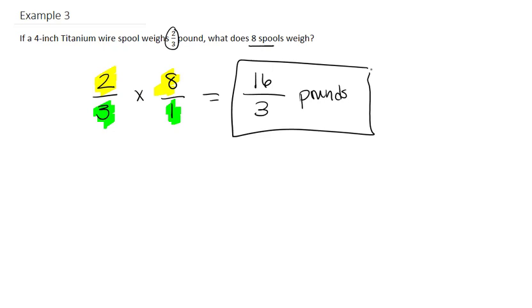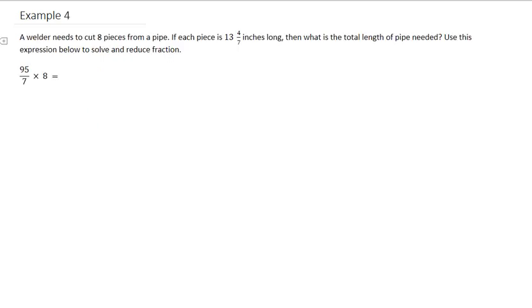Now let's do one final example. Example 4. A welder needs to cut 8 pieces from pipe. If each piece is 13 4/7 inches long, then what is the total length of pipe needed? We're going to use the expression below to help us solve. So this got converted to an improper fraction to make it a little bit easier now to then multiply. So now we have 13 4/7 is now being represented as 95 over 7.